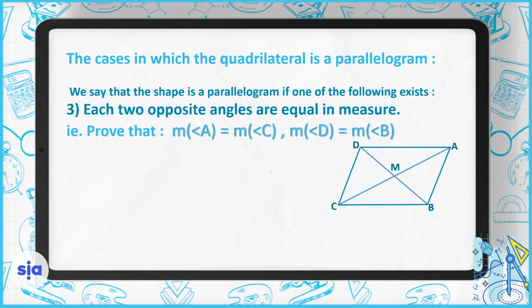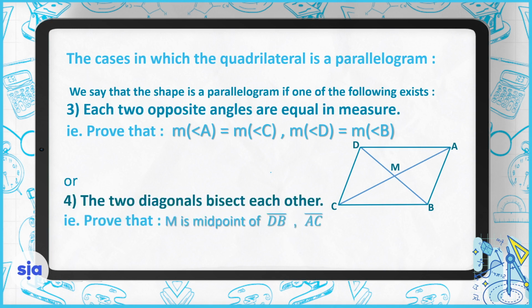Or, if two opposite angles are equal in measure, the measure of angle A is equal to the measure of angle C, the measure of angle B is equal to the measure of angle D. And the fourth one, if the two diagonals bisect each other, like M is the midpoint of DB and AC.